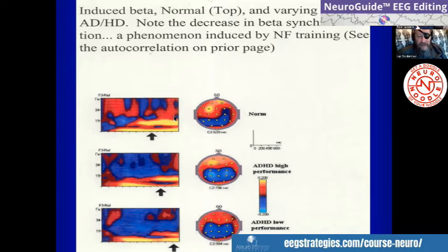6 bursts of gamma in a second. The gamma is nested in theta, and that's for motor function. So bursts of gamma in theta nests. Now here's a high functioning ADD. They did pretty well. I mean, they're beta synchronized.